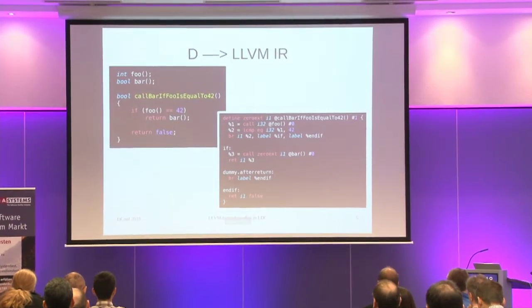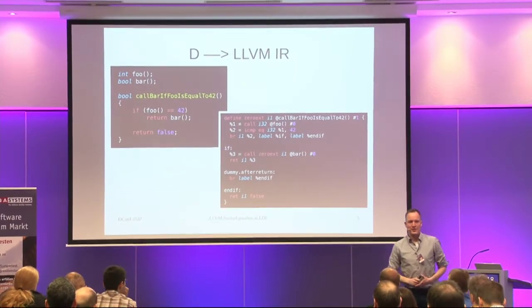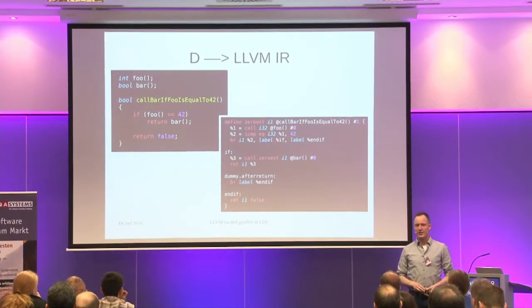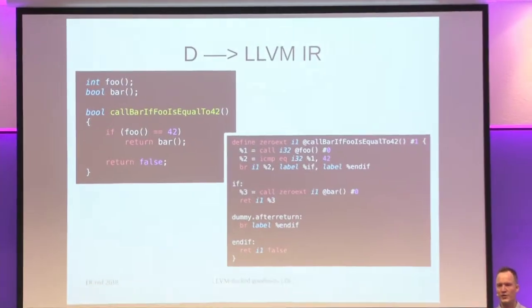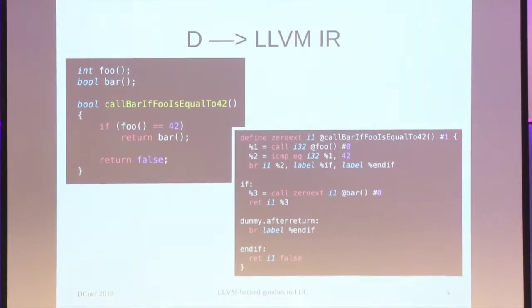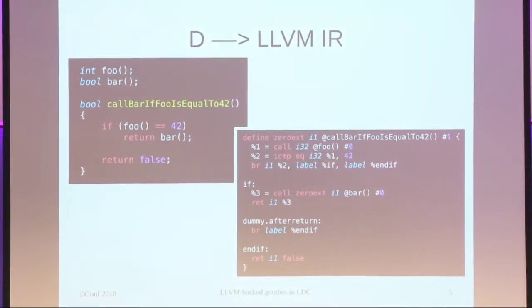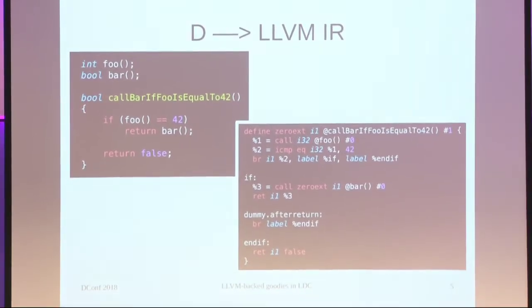I think it's the first time at DConf that I show some LLVM IR. Last year I showed assembly code, and I think LLVM IR is actually much easier to read. And in order to explain how certain things work in LDC, looking at LLVM IR helps a lot. So here, I'll show two short examples of how D code looks in LLVM.